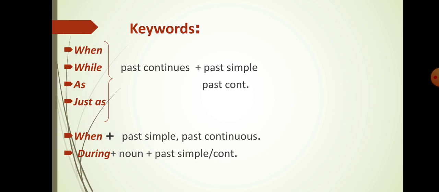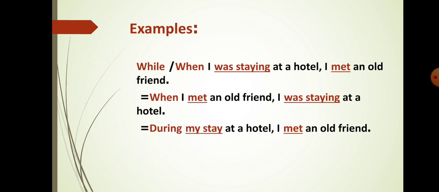Let's have some examples. While or when I was staying at a hotel, I met an old friend. That means when I met an old friend, I was staying at a hotel. Look at during. During my stay at a hotel, I met an old friend. During here is followed by a noun, as stay here is not a verb, it's a noun.